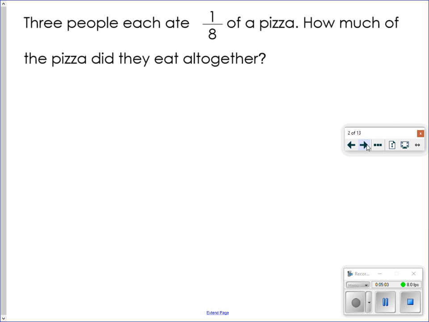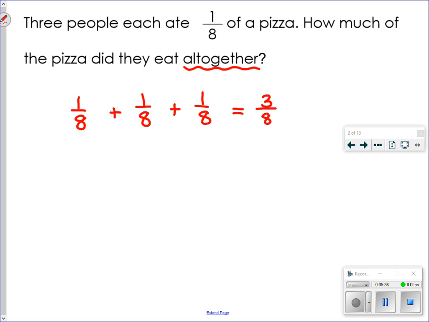Okay, so if we have 3 people and they each eat 1/8 of a pizza, how much of the pizza did they eat all together? Well, right away when you see the keyword all together, that's telling you you're adding together how much each person ate to get a grand total. Person 1 ate 1/8 of the pizza, the next person ate 1/8 of the pizza, the third person ate 1/8 of the pizza. So 1/8 plus 1/8 plus 1/8 is how many eighths? 3/8. Right. They ate 3/8 of the pizza altogether.